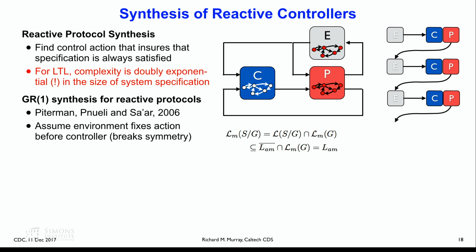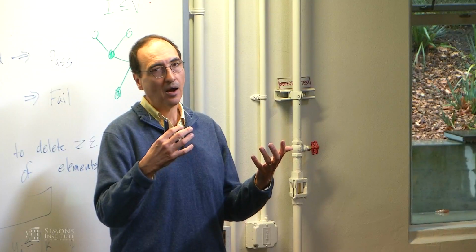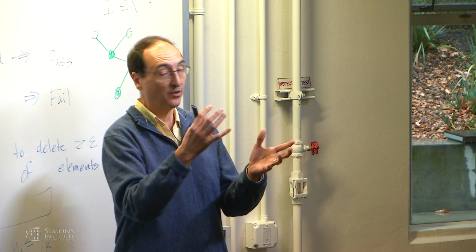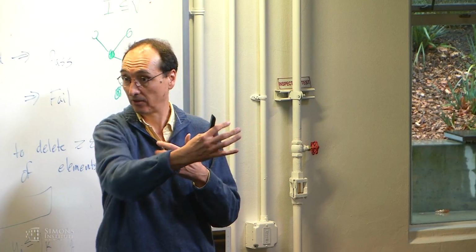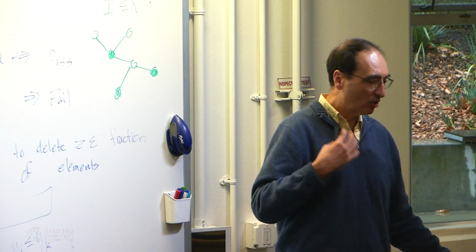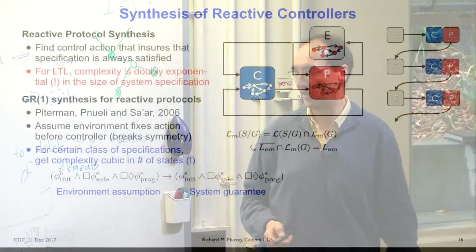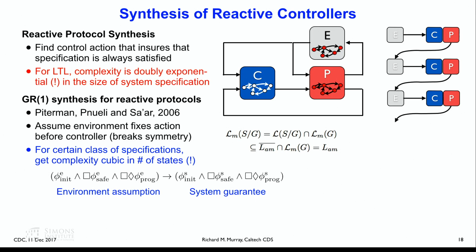And now you can imagine if we can do that, then I can reason about what action I have to take, not only to make sure that I keep the system safe right now, but that I eventually hit my progress conditions and other things. So it turns out for a certain class of specifications, the complexity of the synthesis problem is cubic in the number of states. Doubly exponential versus cubic, right? It just became a linear program, all of a sudden. Whoa. All right, so a couple of things.